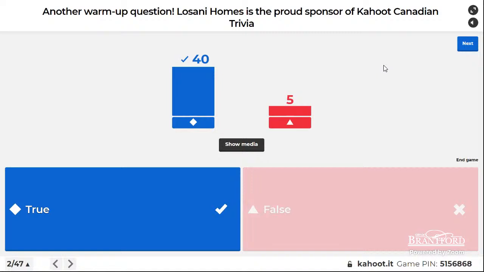All right, without further ado, so we've had enough testing, trial runs for the multiple choice and true or false. So let's head on to the first question. This one will be worth points.